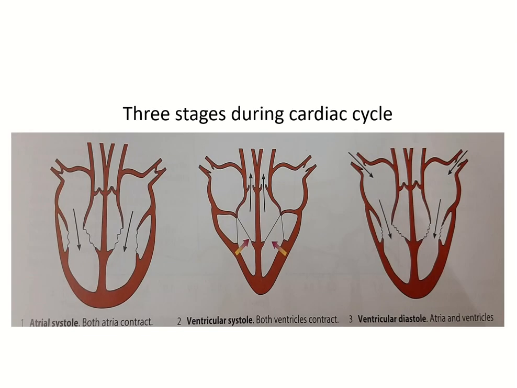You can see within these pictures, during atrial systole, both the atria contract, while during ventricular systole, both the ventricles contract. While ventricular diastole receives the blood from both the atria.